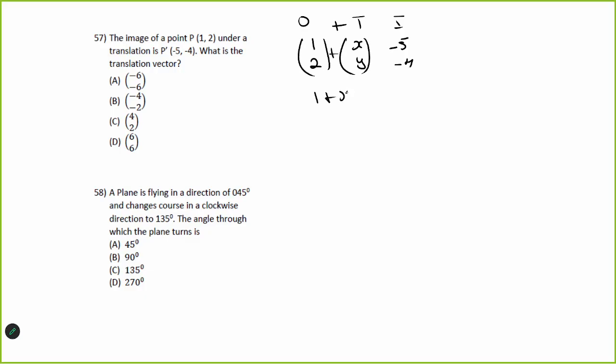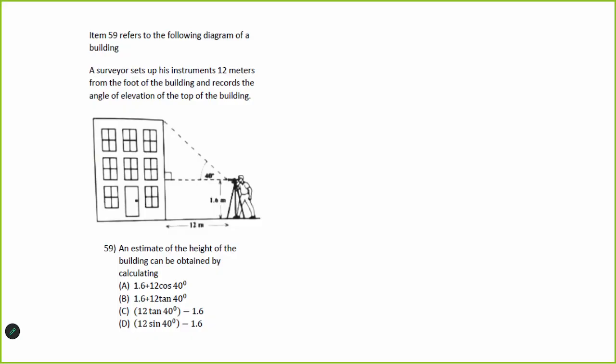So 1 plus x is negative 5. X would be negative 5 minus 1, which is negative 6. Right? 2 plus y is negative 4, so y is negative 4 minus 2. Y is equal to negative 6. So the answer would be A. This is a repeated question. To go from 45 to 135, we simply subtract the two and we saw that is 90 degrees. This is a repeated question. I believe it was 1.6 plus 12 tan 40, right?